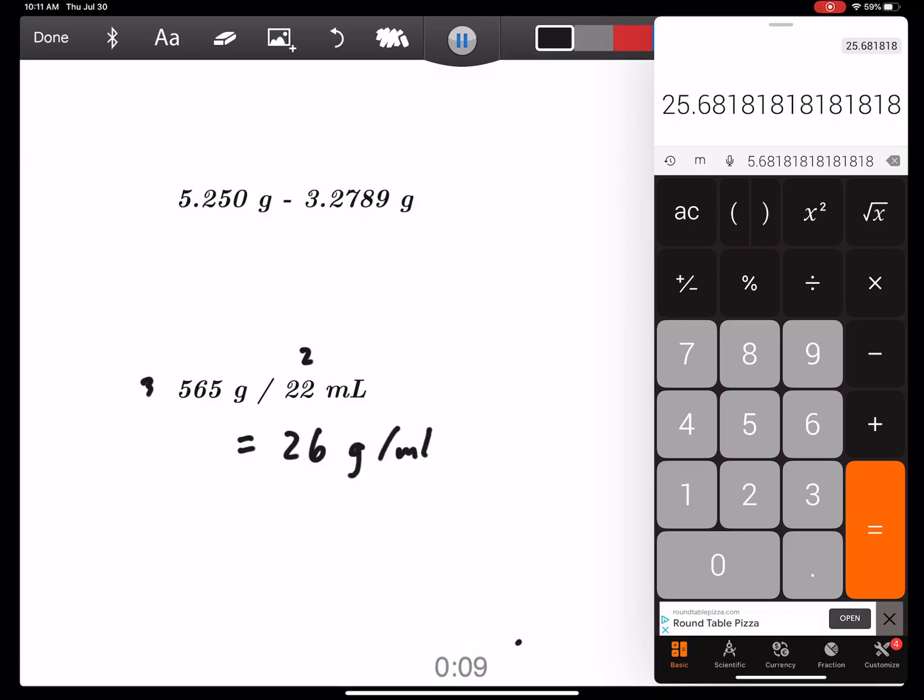grams per milliliter. Don't forget the units, okay? 26 grams per milliliter. We have to round, okay? But you have 2 sig figs. All right, that's the easy one. Multiplication and division, not so bad. Addition and subtraction is way more annoying, okay?